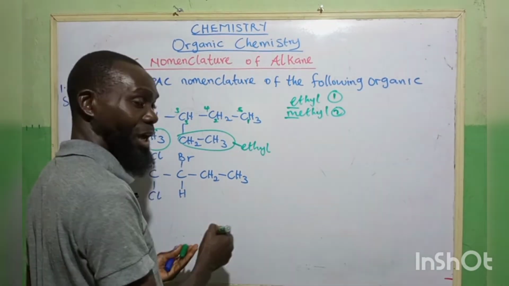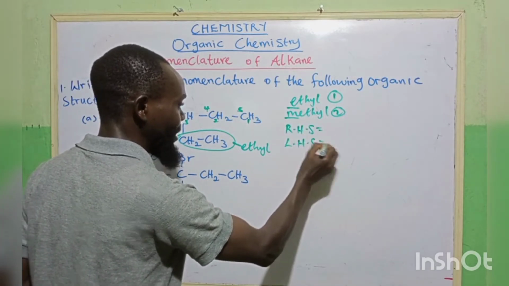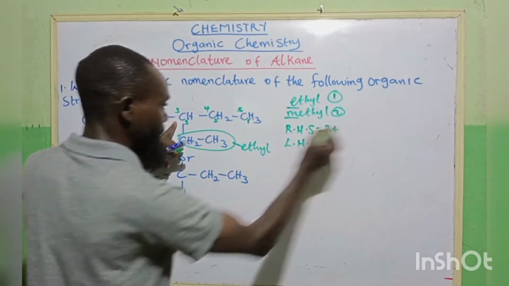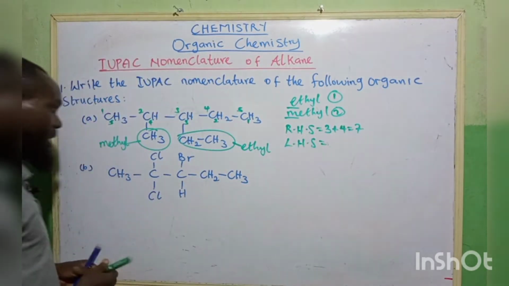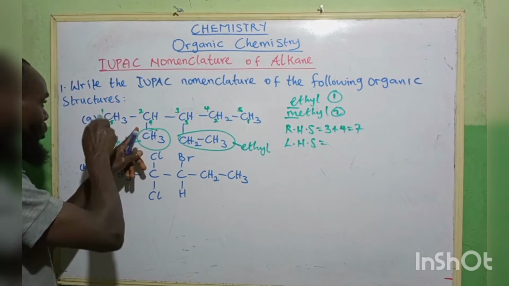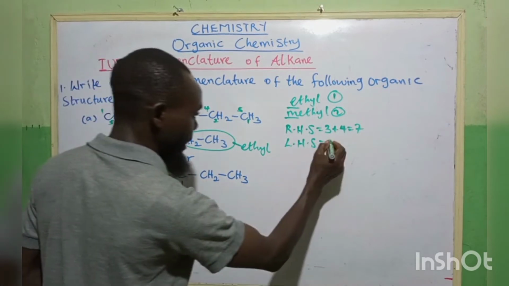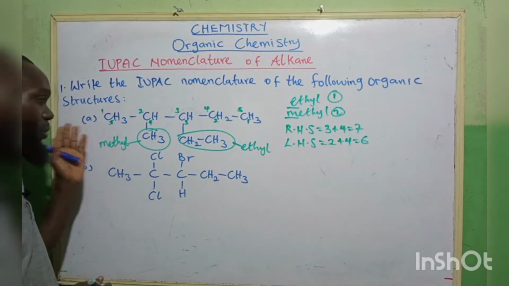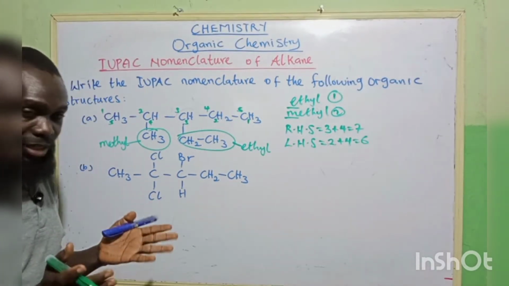Okay, let us consider another factor. For my right hand side, 1, 2, 3, my ethyl is on the third carbon. 1, 2, 3, 4, methyl is on the fourth carbon. It gives 7. If I count from my left hand side, 1, 2, 3, you can see that my ethyl is on the third carbon, my methyl is on the second carbon. That is 2 plus 4 gives 6. So we're going to prefer we start from the left hand side because it gives 6.